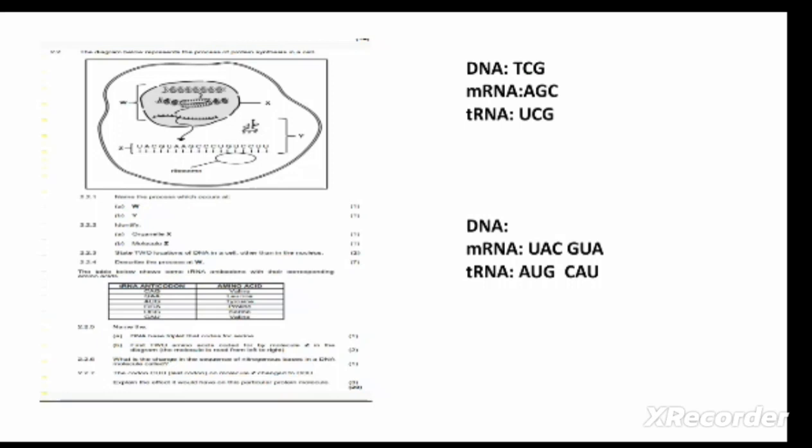So the last question says the last codon on molecule Z, CUU, changed to CCU. Explain the effect that it would have on this particular protein molecule. So this is simple. What you're going to tell them is the anticodon will be GGA instead of GAA, and then the last amino acid will be proline instead of leucine, resulting in a different protein.